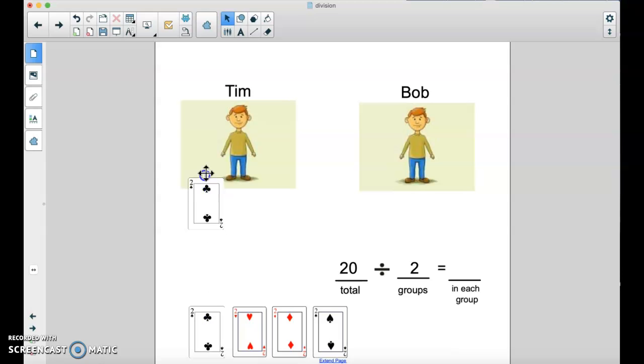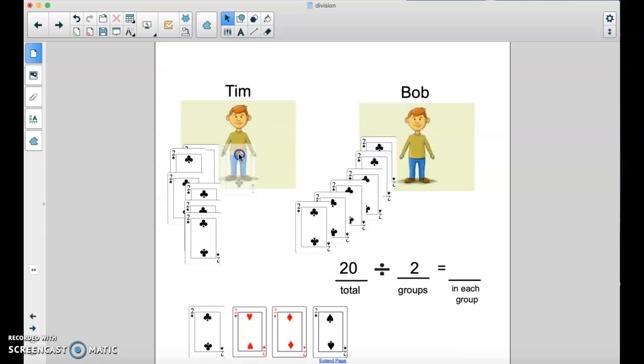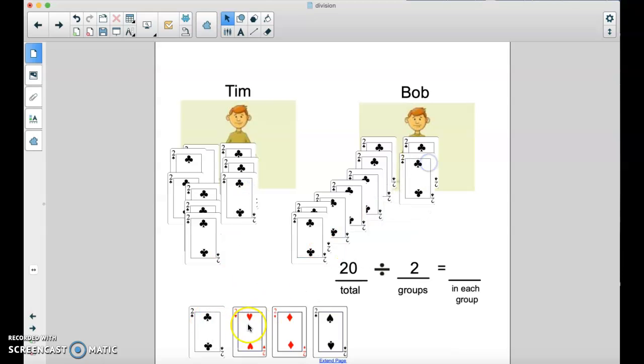So here we go. 1, 2, 3, 4, 5, 6, 7, 8, 9, 10, 11, 12. I'm going to make another pile. 12, 13, 14, 15, 16, 17, 18, 19, 20.